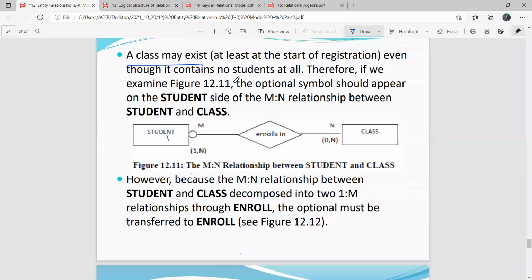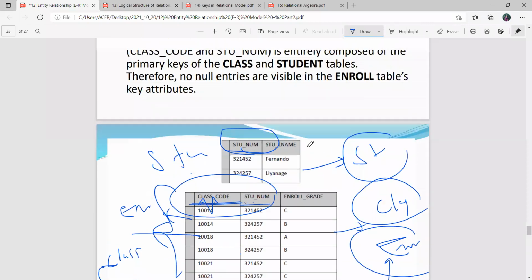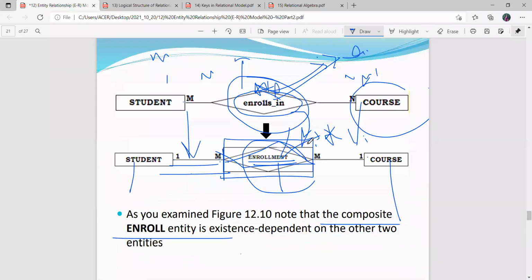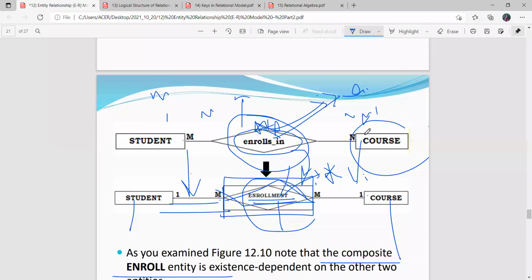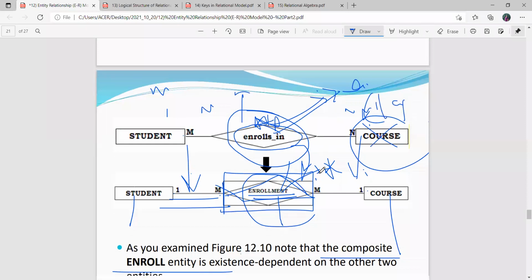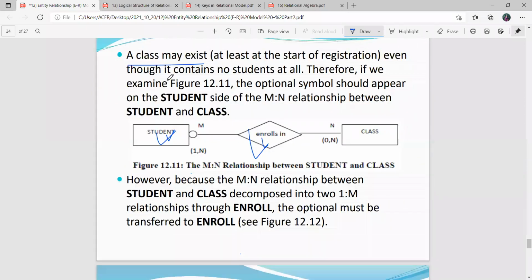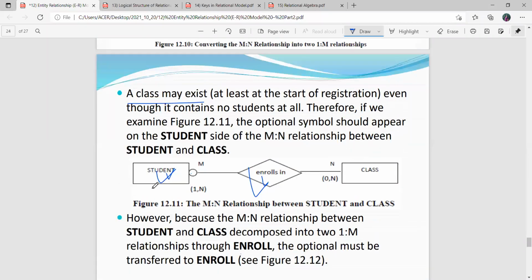So when we consider the enrollment, the student and the class, that means this relationship, student enrolls in class, this one. Students enroll in a course. In this case, it's a class, so let's take it as a class. You can see the students enroll in class relationship. In this case, this is many to many, before converting into one to many.